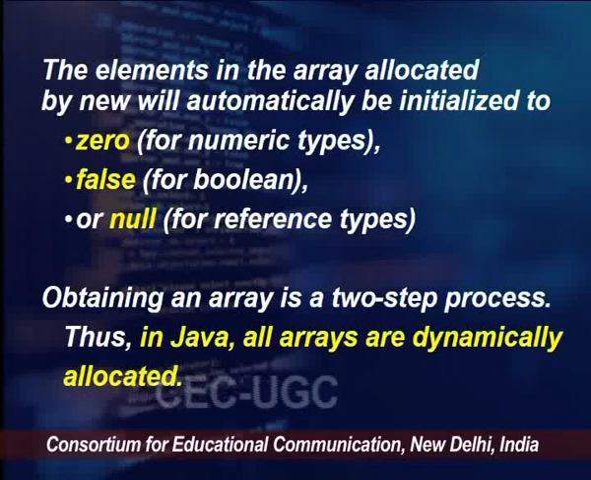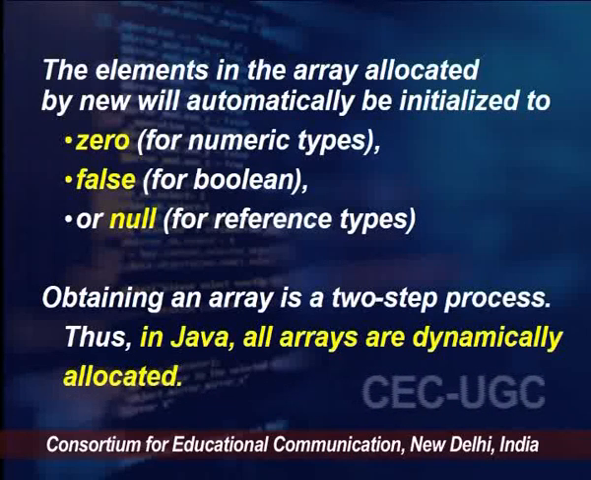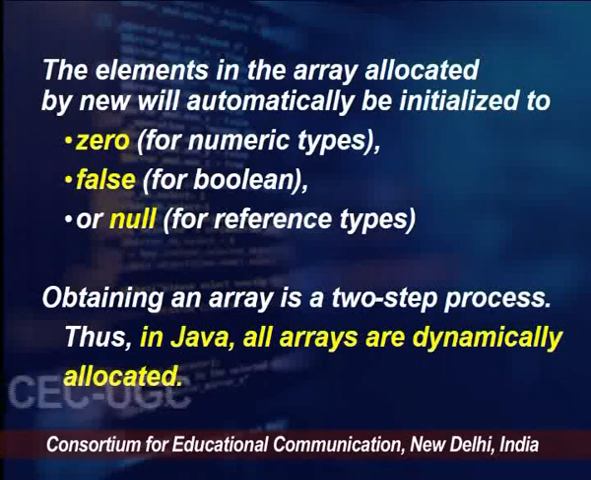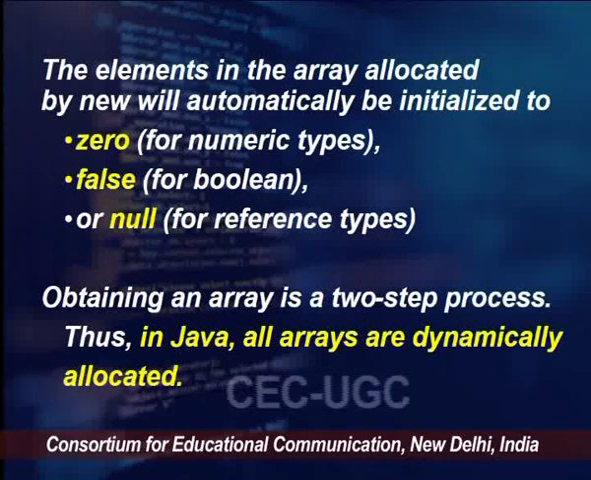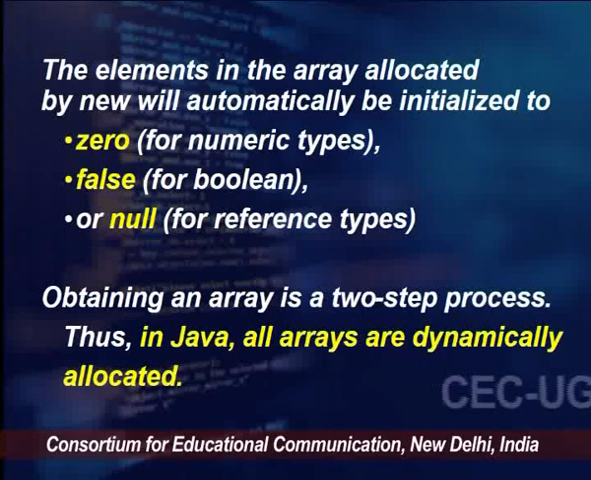So basically, obtaining an array in Java is actually a two-step process. One is the declaration and another one is the memory allocation. Now what is the bottom line here? The bottom line says, in Java all the arrays are dynamically allocated, and here comes the difference from C and C++, which I was telling you at the start of the lecture, that arrays in Java are different from arrays in C++, because in Java all the arrays are dynamically allocated. So this is what it is.